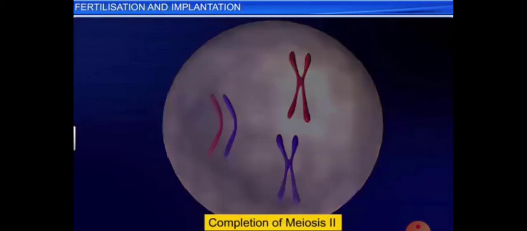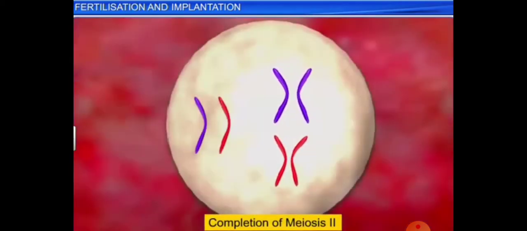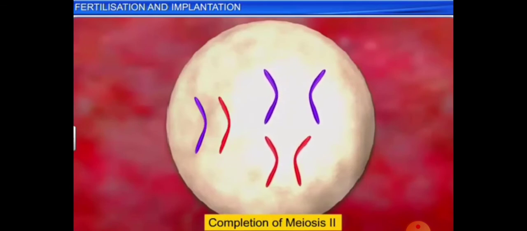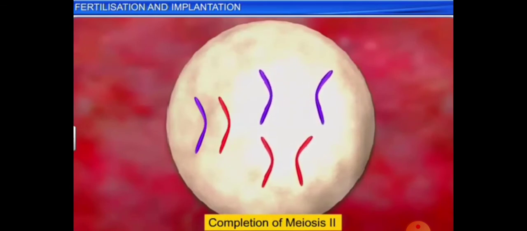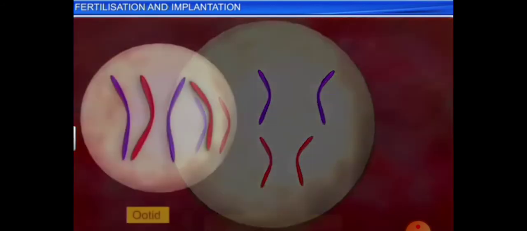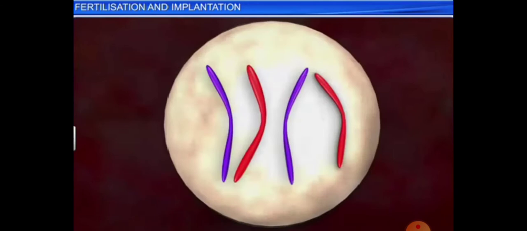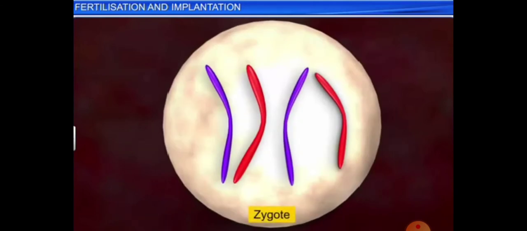The fertilized egg now resumes the remaining phases of the second meiotic division. However, this division being unequal results in the formation of two unequal bodies, a haploid ovum called the ootid and a second polar body. When the second polar body degenerates, the ootid and the haploid nucleus of the sperm fuse together to form a diploid zygote.